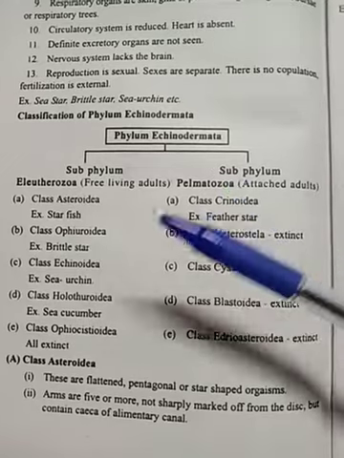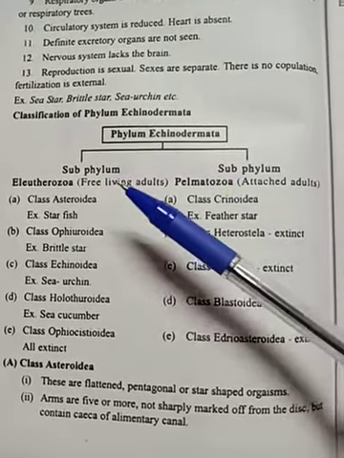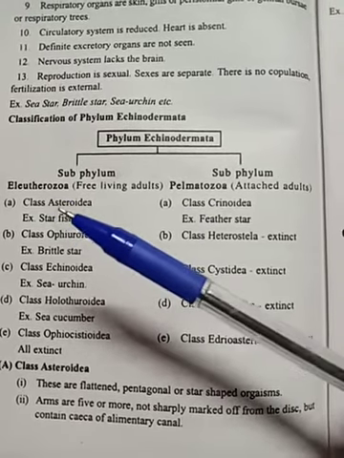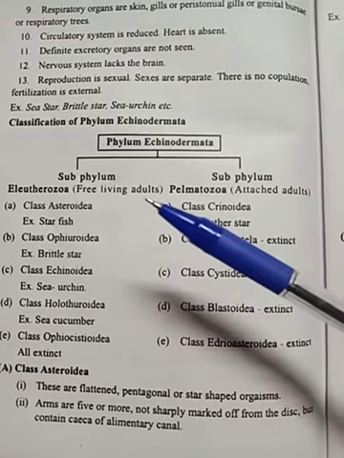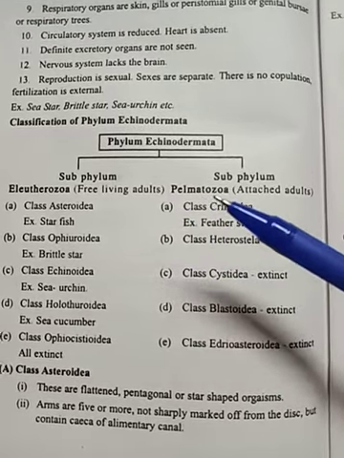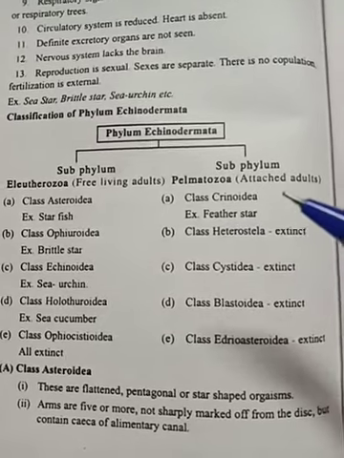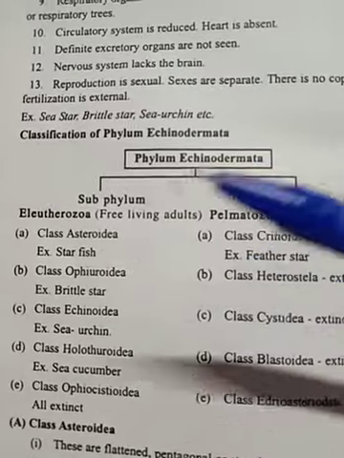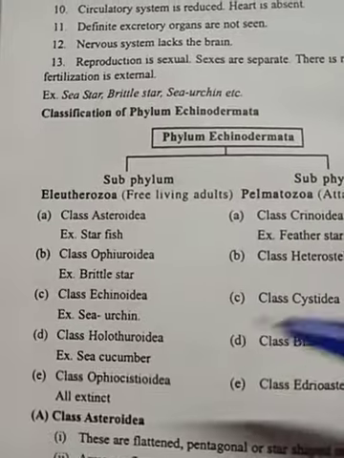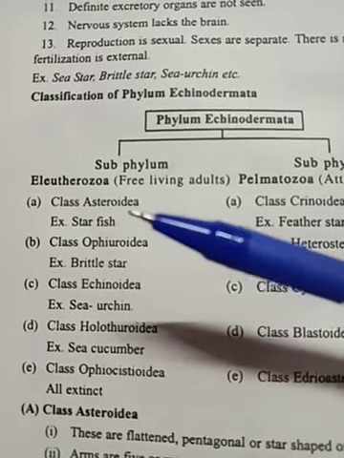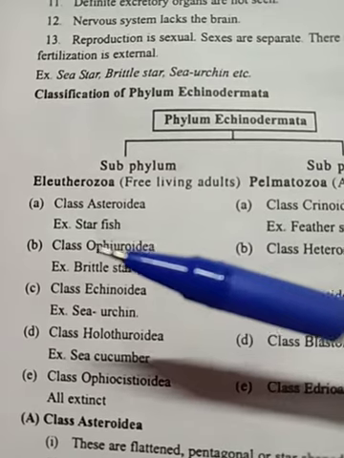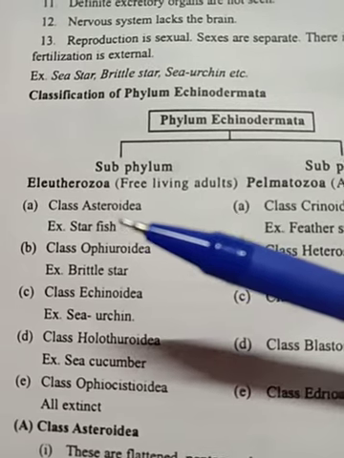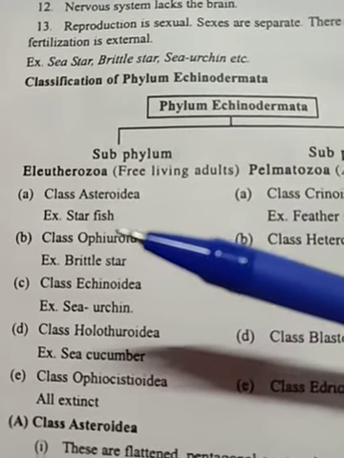Phylum Echinodermata can be divided into two subphyla. One is Eleutherozoa, that is free living adults, and Pelmatozoa, that is attached adults, that means attached to the rocks. So the subphylum Eleutherozoa can be divided into 5 classes.